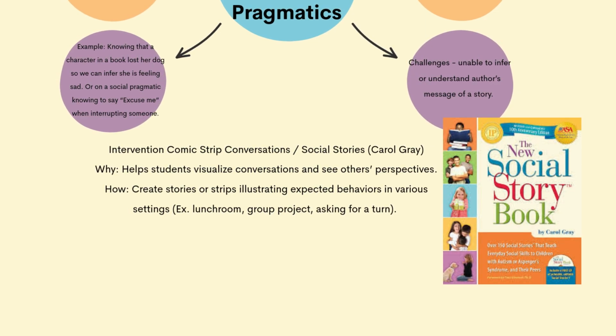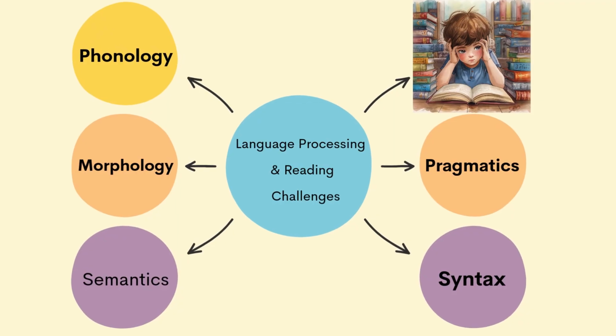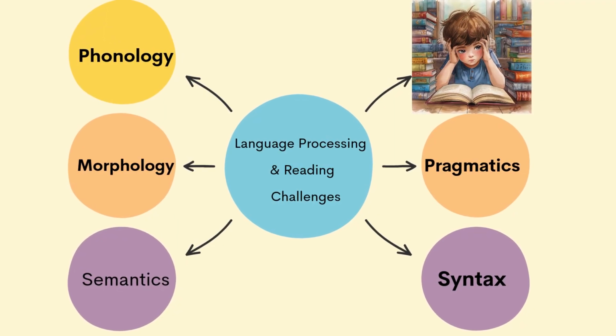Interventions to help address this would be practicing those conversations, work on those social stories. Here's an author called Carol Gray, and it's called The New Social Storybook, and it's all about developing those conversations. This helps students visualize the conversations and see others' perspectives. They create stories and little comic strips that illustrate the expected behaviors in various settings, teaching them how to act in the lunchroom, how to work on a group project together productively, teaching students how to take turns or raise a hand, or the basic appropriateness for schools, how to act appropriately while in school.